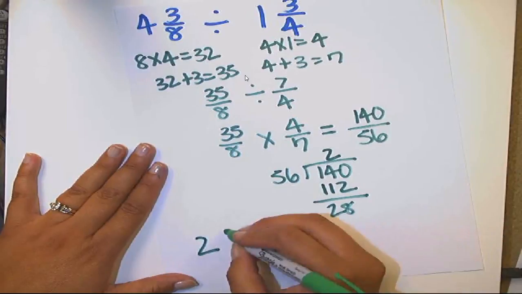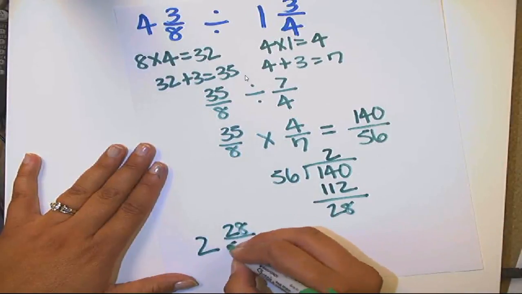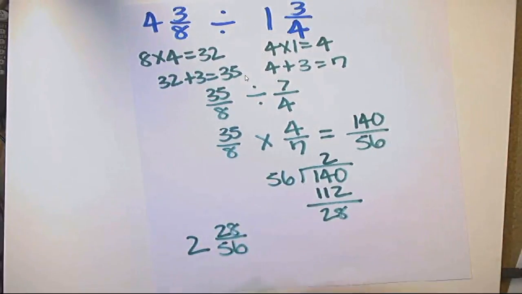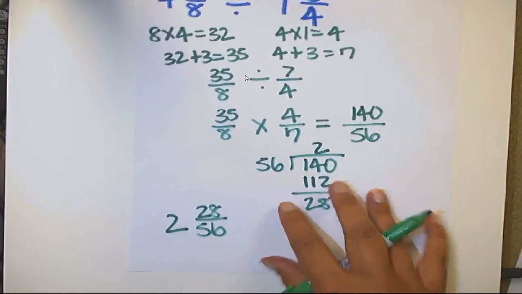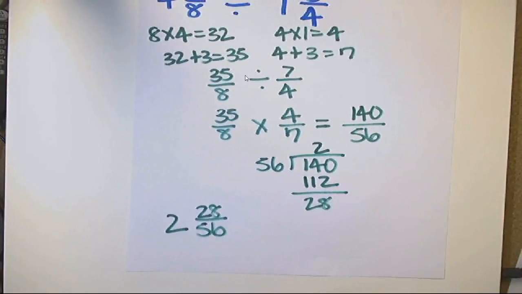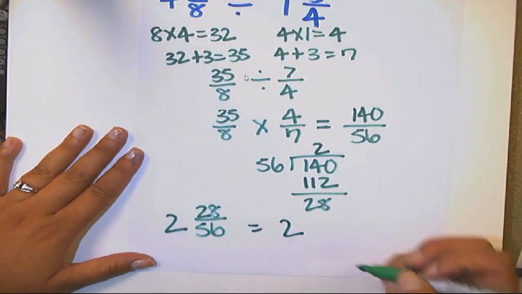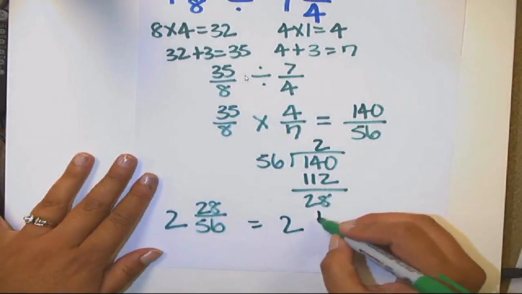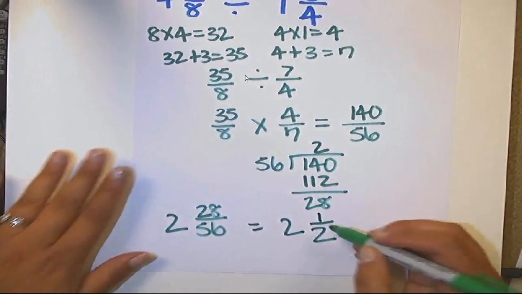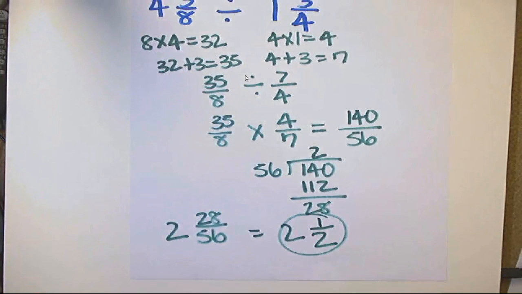2 and 28/56. I can look at that and tell that the fraction can be reduced. In fact, I know that 28 goes into 56 twice. So I'm going to reduce my fraction so I don't get it wrong, and I end up with 2 1/2 for my final answer. Okay?